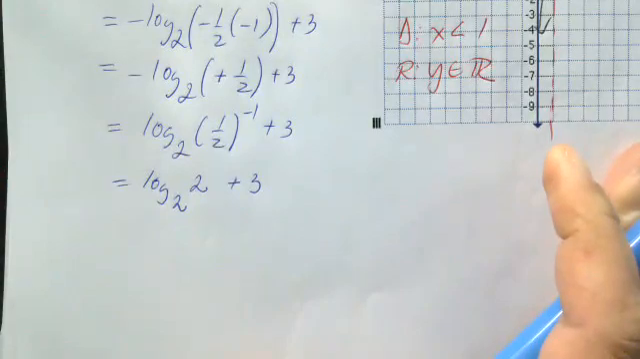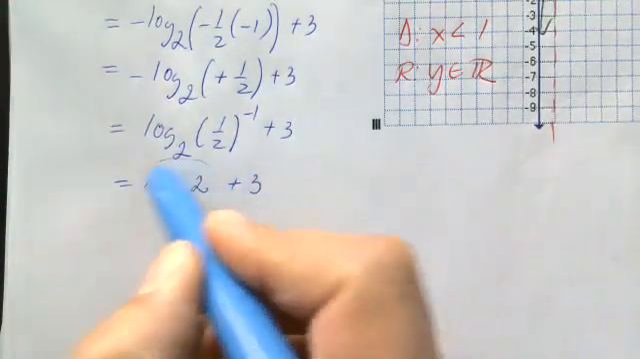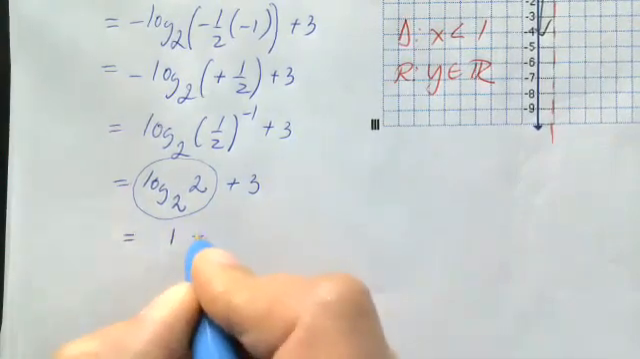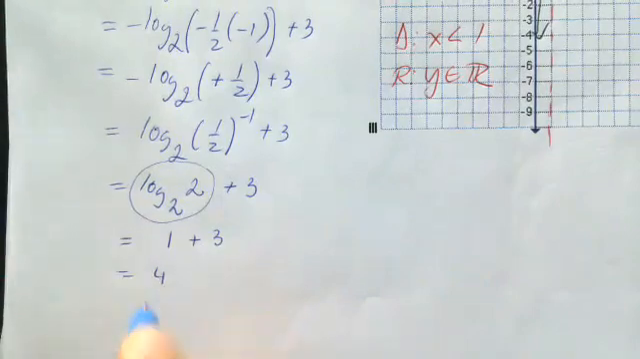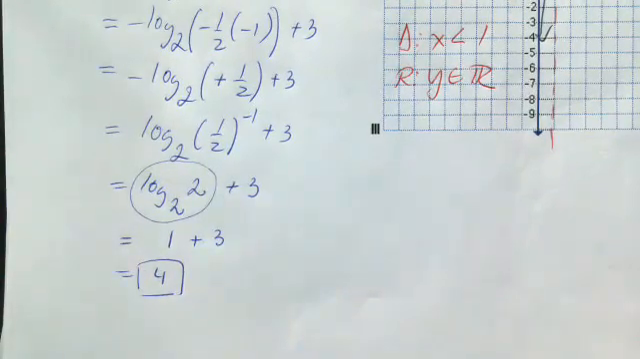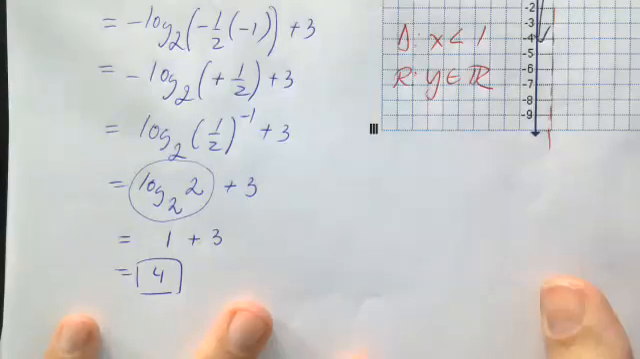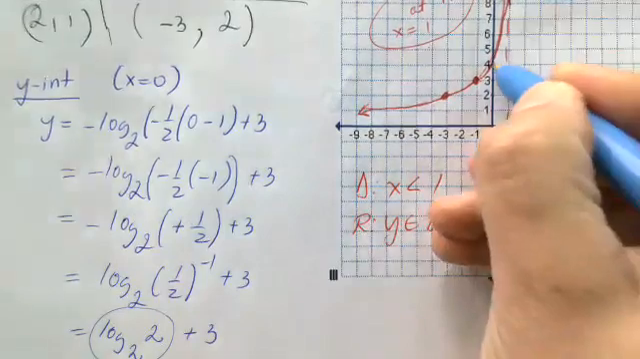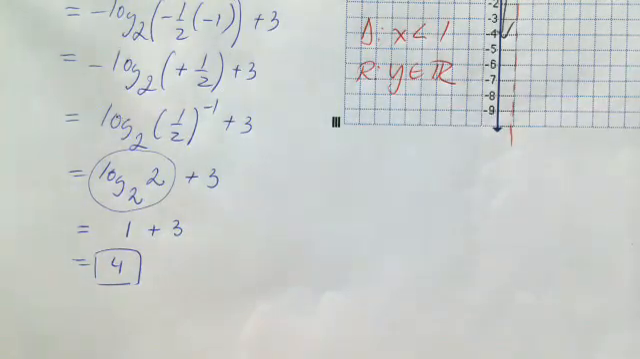Look how nicely this one cleans up. And then what is log in base 2 of 2 equal to? 1, plus 3 equals 4. The y-intercept should be at 4, exactly. Does it make sense? Look at that. Look how accurate we were. Pretty much at 4, right? When we cross the y-axis. There it is. Now the x-intercept.